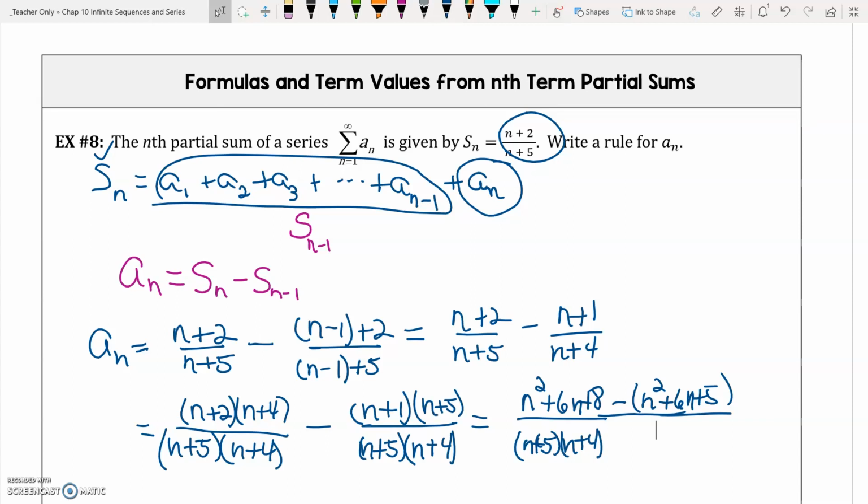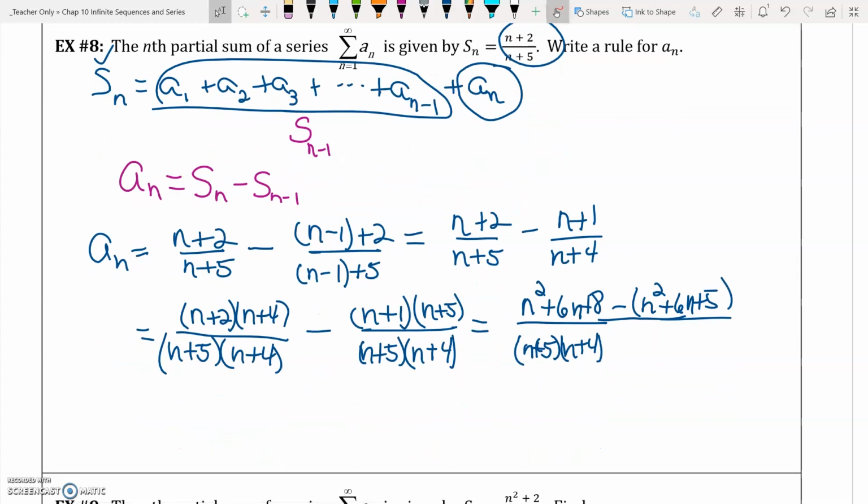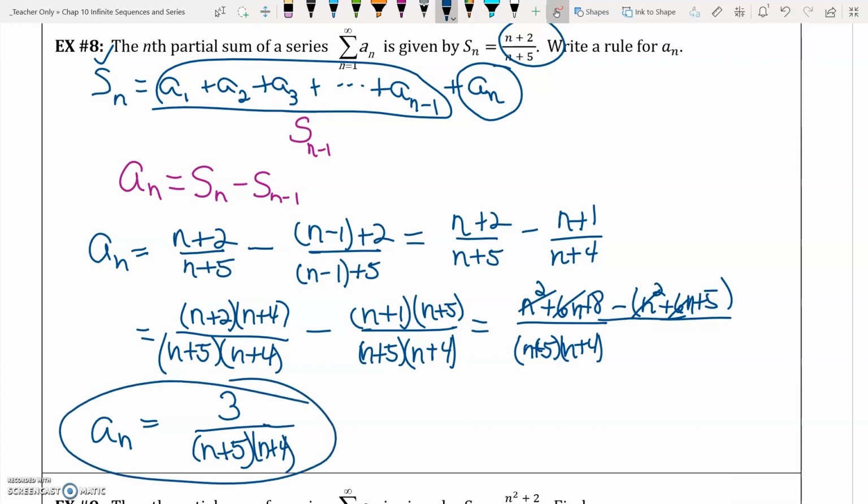So when we do that, we get that a sub n is going to equal, these are going to cancel, the 6n's will cancel, we get 3 over (n plus 5) times (n plus 4). So we have created the rule for a sub n.